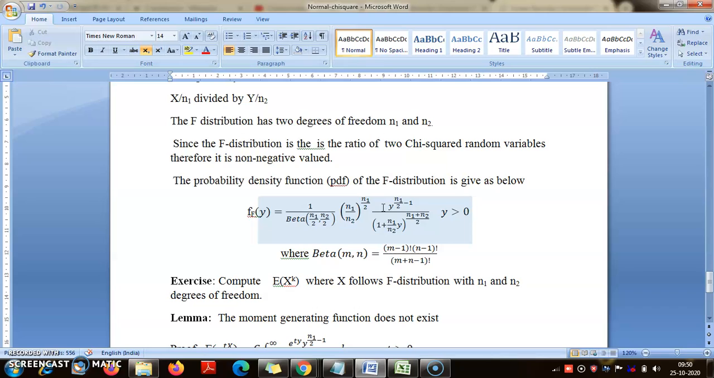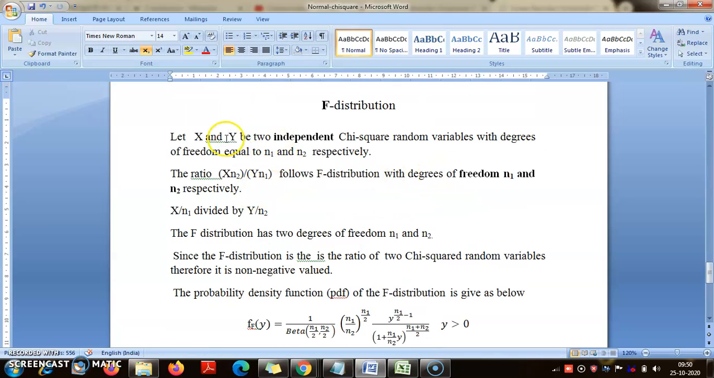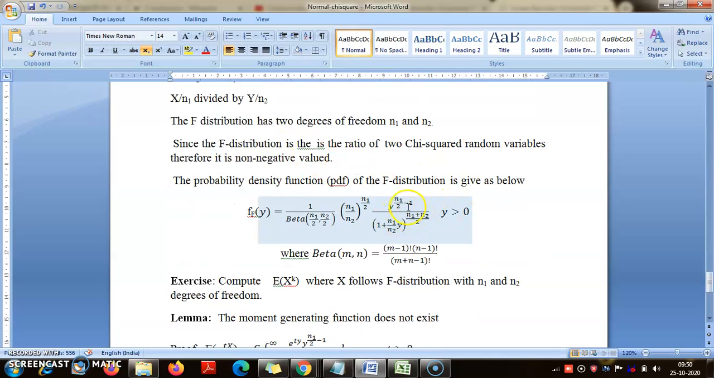Now you can also derive it. I have skipped the derivation, that is, how you get this formula, how you obtain the density of this ratio when x and y are chi-square. That is an exercise and probably we will do it sometime later. Anyhow, this is a probability density function of this form.